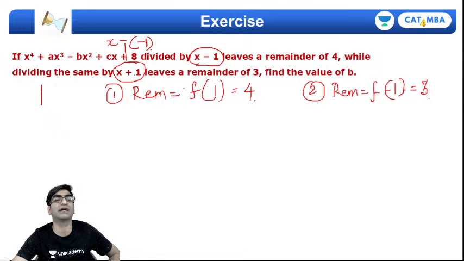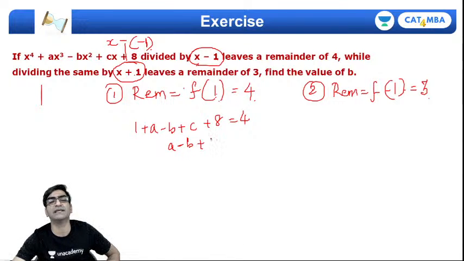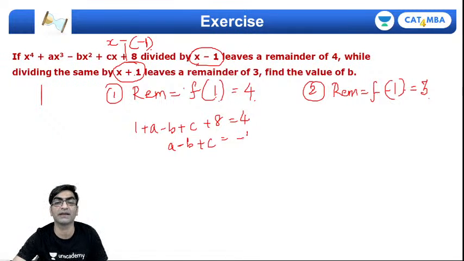Let's substitute f of 1, right? Substitute 1 instead of x. That will give me 1 plus a minus b plus c plus 8 equals 4, which means a minus b plus c will be, if you take 9 to the other side, minus 5. Alright, let's calculate f of minus 1, substituting x as minus 1.